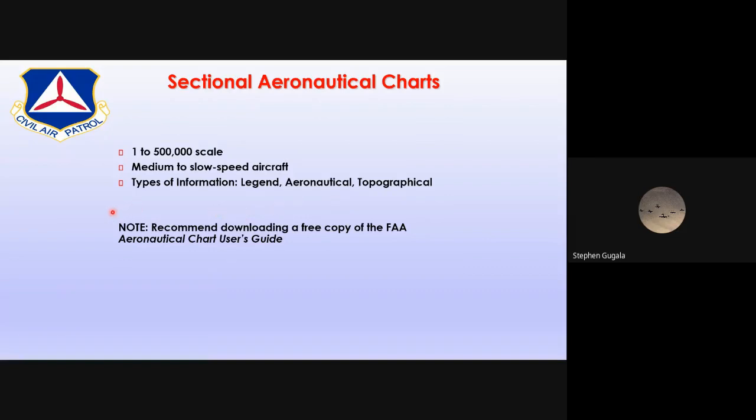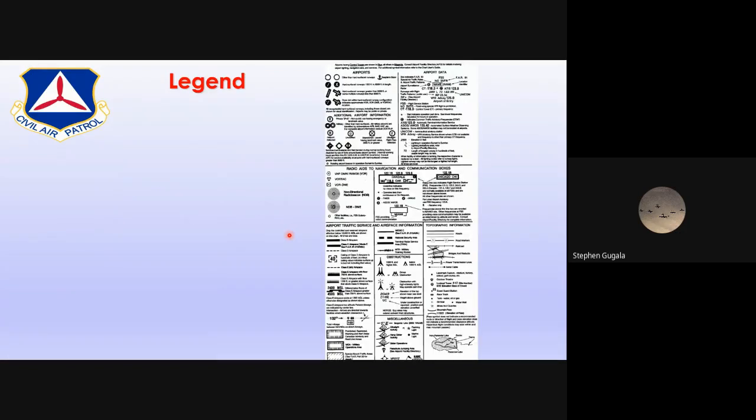And I would recommend that you download, whether you're a pilot or not, and even if you are a pilot, it's always good to have around a free copy of the FAA Aeronautical Chart User's Guide. This is going to always be a good resource for things. I'll look at a chart and there's stuff that I'm always learning, like, oh, I didn't know they depicted that. Oh, I didn't know they saw it that way. So download that if you get a chance.